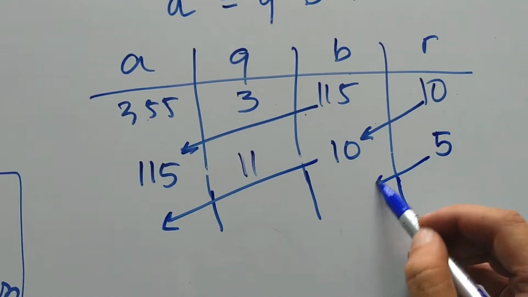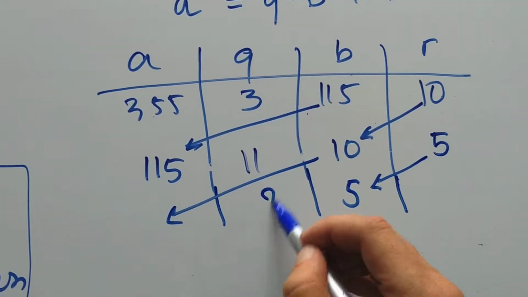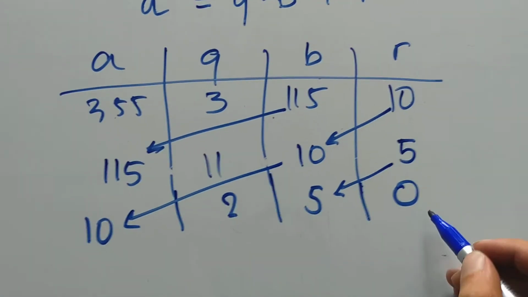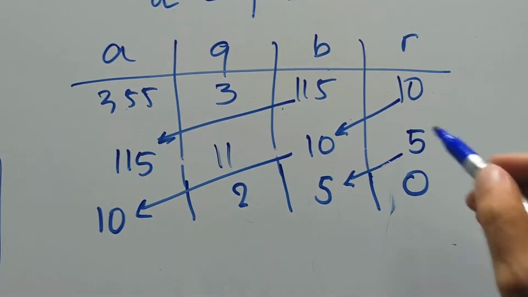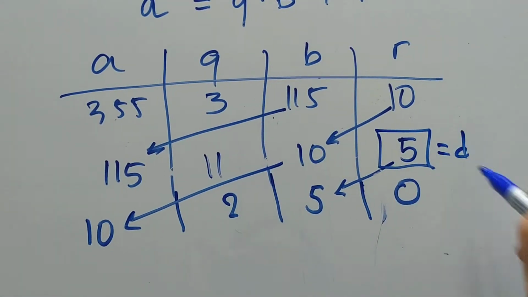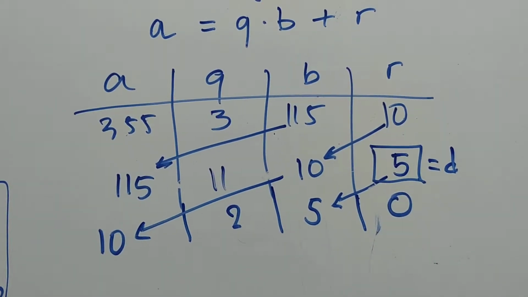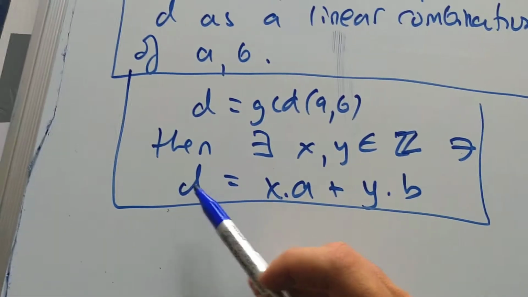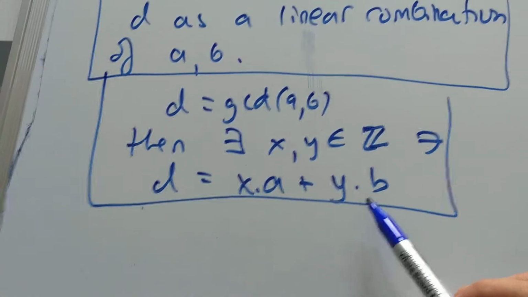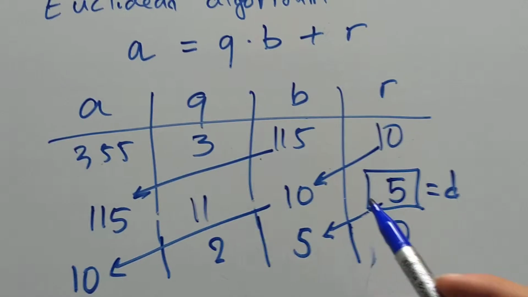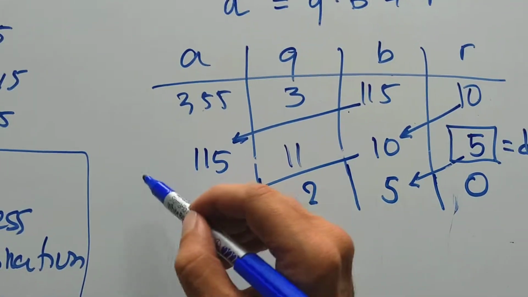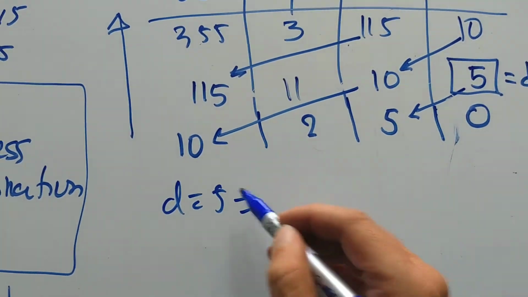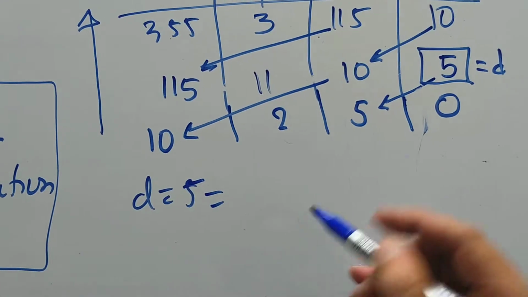One more step. I put this here, this goes here, 5. 2 times 5 is 10, remainder 0. Now when you hit 0, this is the end, and the one right before 0 is D. There's your GCD. Now I'm saying that the GCD is expressible as a linear combination of A and B. Is that true? Let's try it. Let's take the Euclidean algorithm and work our way backwards, starting from D is 5, and see what happens.